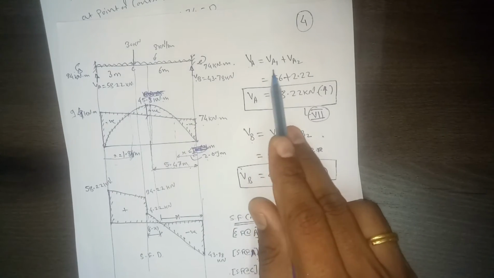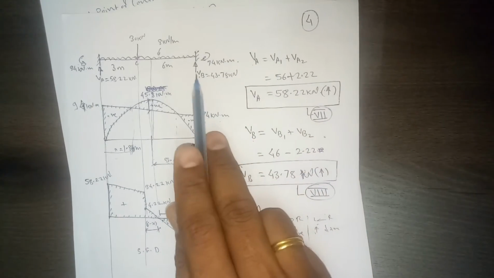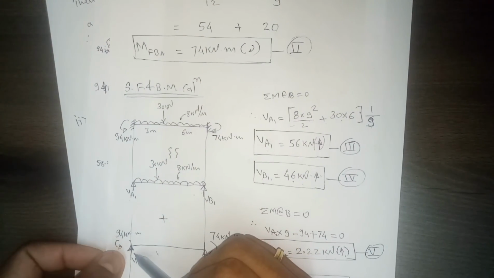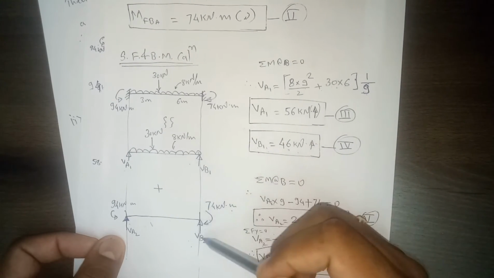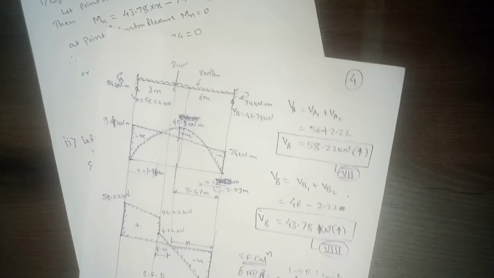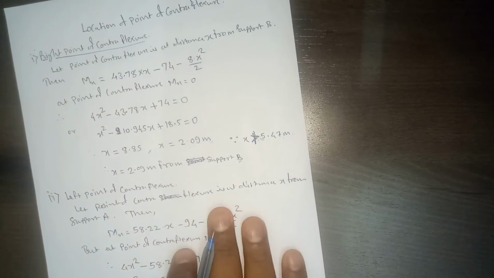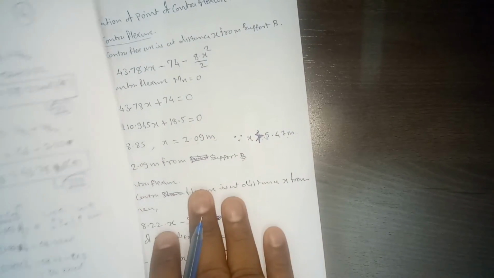The difference here is that the total vertical reaction will be equal to the vertical reaction of this beam plus the vertical reaction of this portion. So that's how we can solve the problem. Finally, we have to calculate the point of contraflexure. You already know how to calculate point of contraflexure and point of contra shear, so I'm not going to discuss that in detail, or you should do the practice.